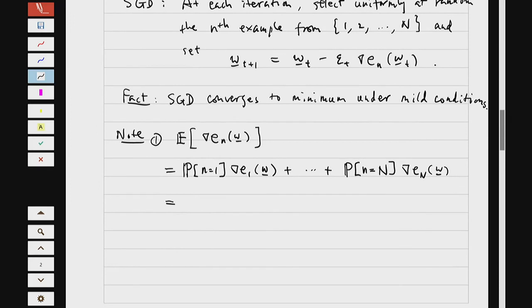What is this equal to? How do we simplify this? What is the probability that n equals 1? It's 1 over n, because we pick these samples uniformly. They all have the same probability, so every single one of these probabilities is 1 over n. I can just factor the 1 over n out. So this is 1 over n times the summation, and I don't want to use n because I already used n as the random variable, so I want to use i.